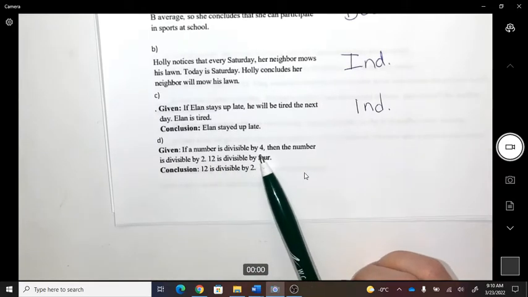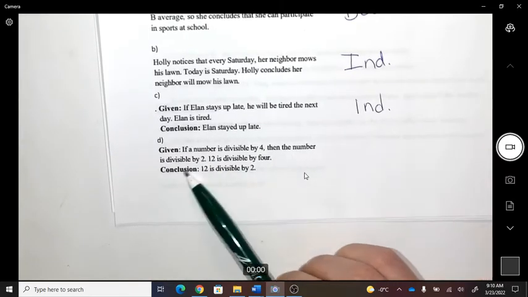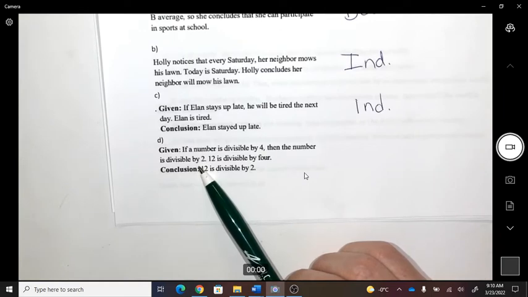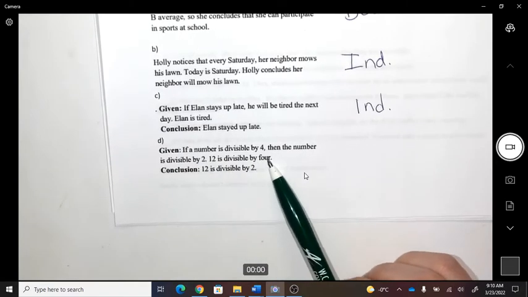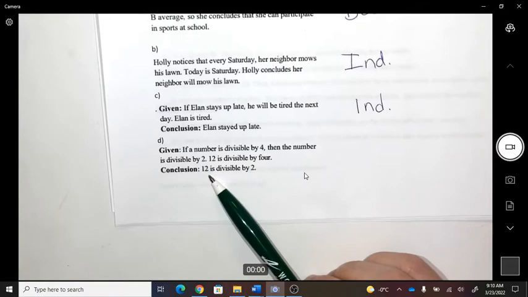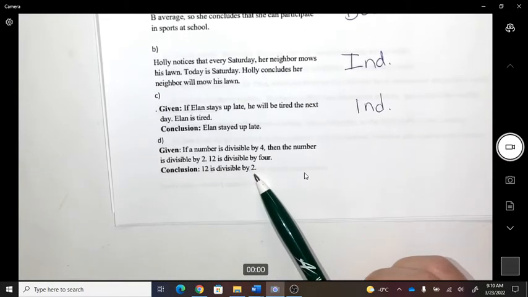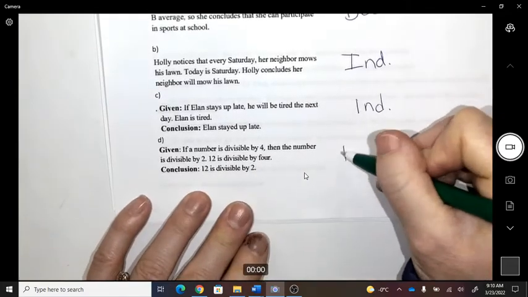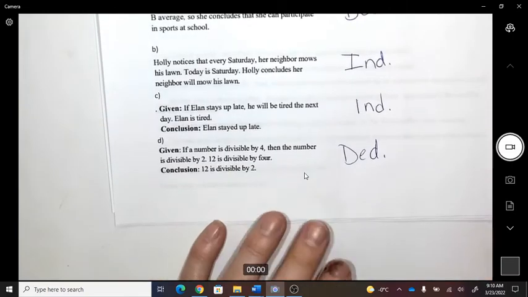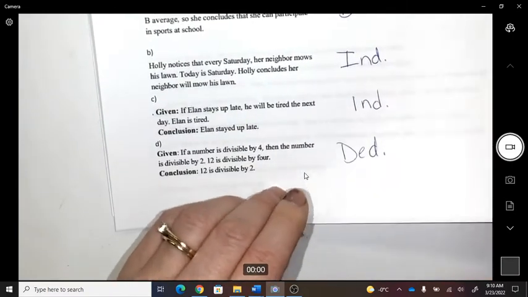If a number is divisible by 4, then it is divisible by 2. Do you think that's true in math? If you can divide something by 4, you would be able to divide by 2? Yeah, that makes sense. 12 is divisible by 4, therefore 12 is divisible by 2. Yeah, those are all good conclusions based on tying together facts.